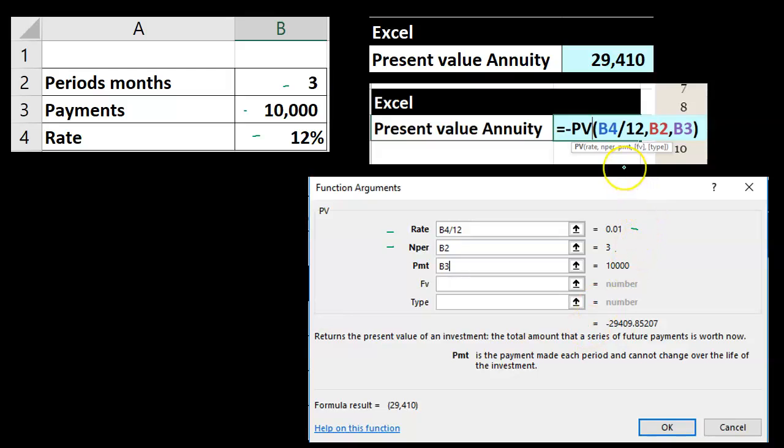And if we see that in terms of the formula, it's going to be equal. I put a negative in order to flip the sign rather than getting a negative result. We'll put a negative in front of the PV, brackets, then the argument will follow down here. First the rate, B4. So within B4, 12 divided by the number of months, 12, to get the rate per month. And then we've got comma, the next argument, which is going to be the number of periods in B2, that's going to be 3 in B2, and then comma, and then the payment, which is going to be in B3, that being the 10,000.